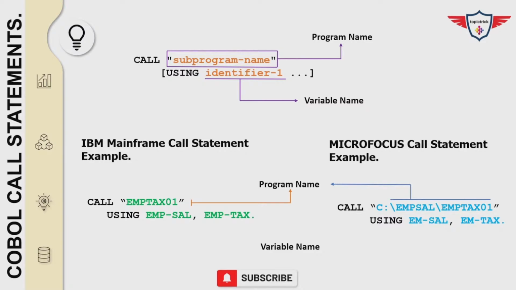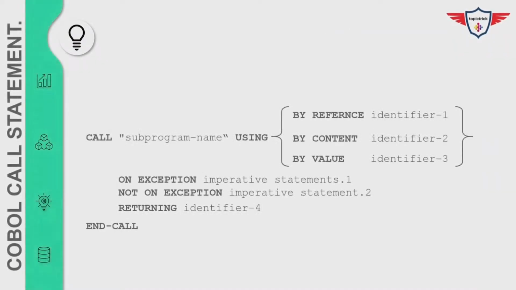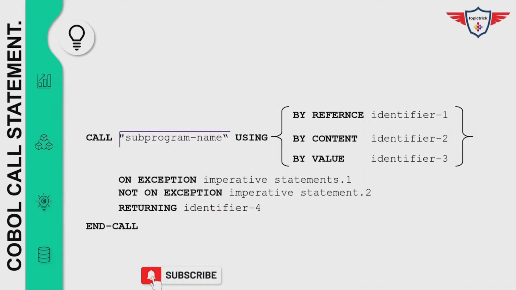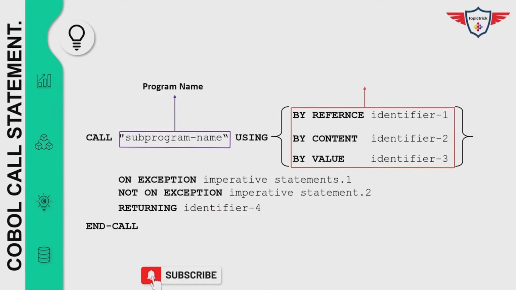Now let's go through the complex variant of the COBOL call statement, and in this variant you have more control over the data which is passed to the COBOL subprogram. With the help of these three parameters, that is call by reference, call by content and call by value, you can control the way the subprogram is accessing or updating the data that you are passing from the main program. And if you do not specify any of the three parameters, then the system will assume by reference as the default value.